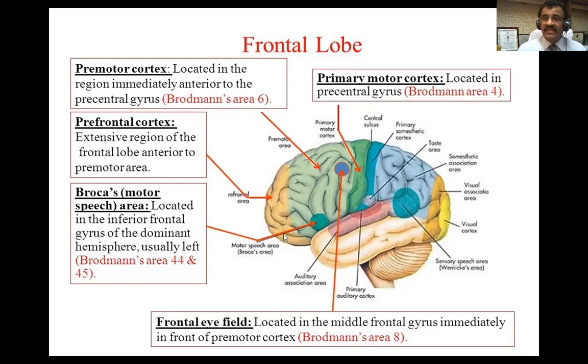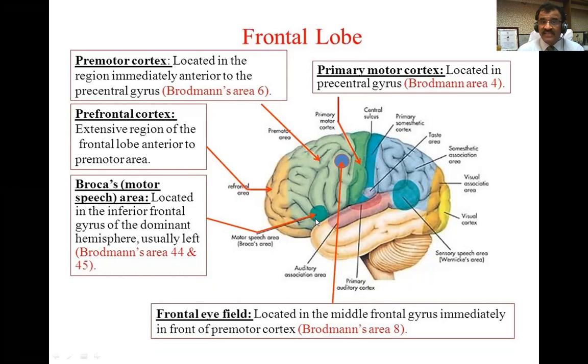There are many other sulci and gyri, but these are the major ones which I am showing you. There is an important Broca's area located here, just above the lateral sulcus, at the base of the inferior frontal gyrus, in the dominant hemisphere. That means it is located on the left side in case of right-handed people.